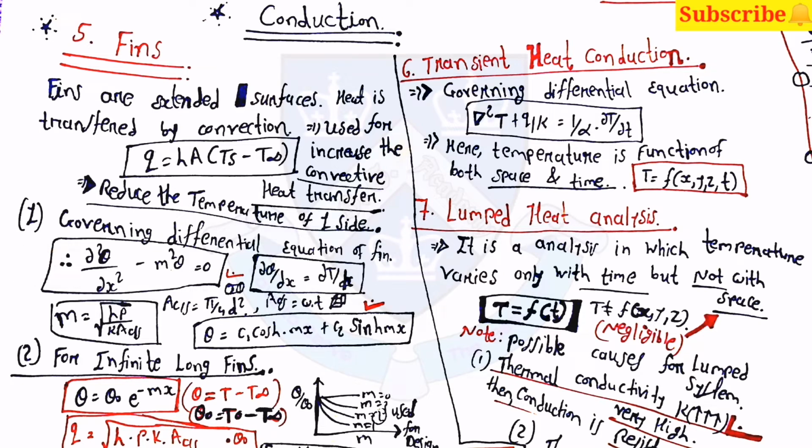So del square theta upon del x square minus m square theta is equal to 0, which is the equation for the fin. Then theta is equal to C1 into cosh(mx) plus C2 into sinh(mx). For infinitely long fins, theta is equal to theta naught into e raised to minus mx. Then m is equal to the square root of hP by k times the area of cross section.